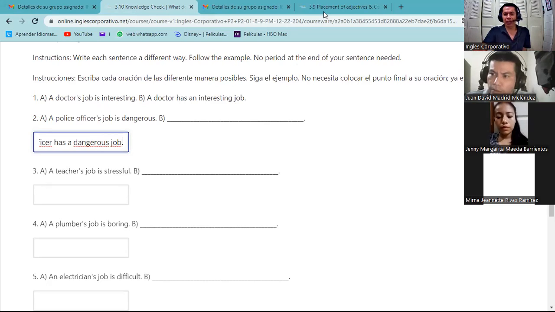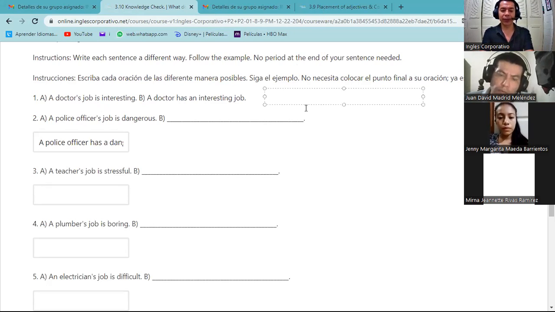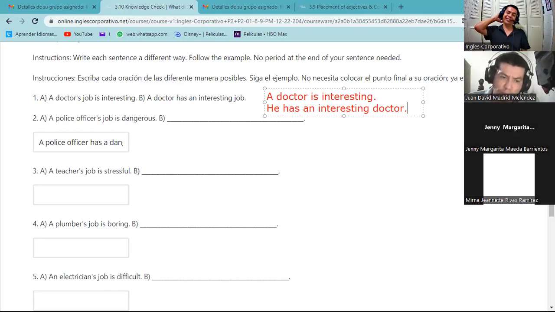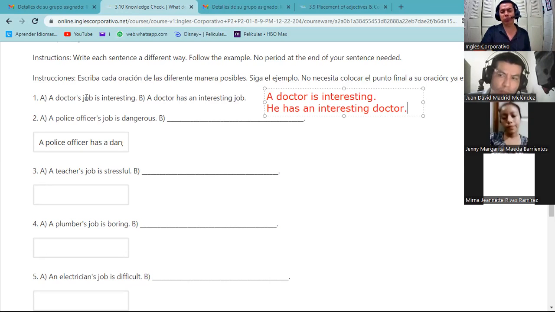Okay. ¿Queremos calificar al doctor? Califiquémoslo, ¿sí? Entonces podemos decir, a doctor is interesting. ¿Verdad? Tenemos el nombre, doctor, primero, y después el adjetivo. Ahora podemos decir, he has an interesting doctor, o el doctor de él es interesante, digamos. O la doctora. Es interesante, ¿verdad? Entonces, aquí estamos calificando al doctor. Pero aquí resulta que estamos calificando el trabajo. El trabajo del doctor. El job, el trabajo del doctor. O a doctor's work, si quiere poner work, ponga work.